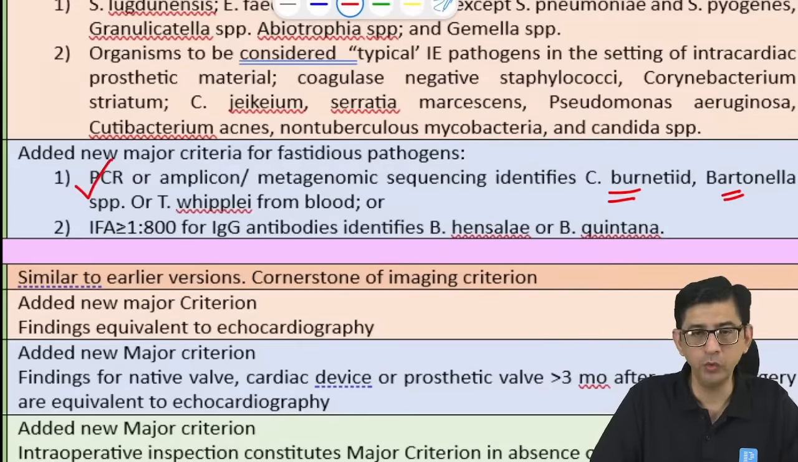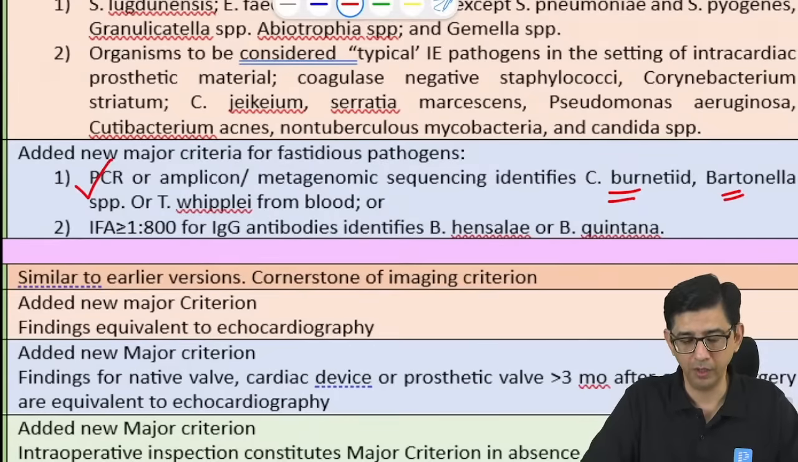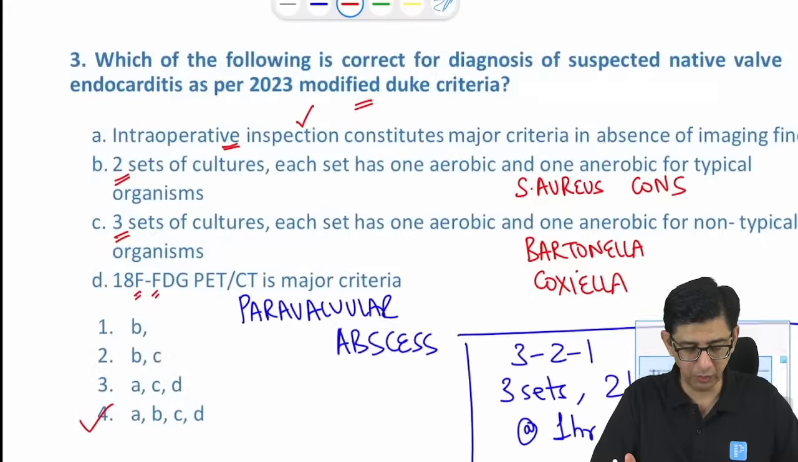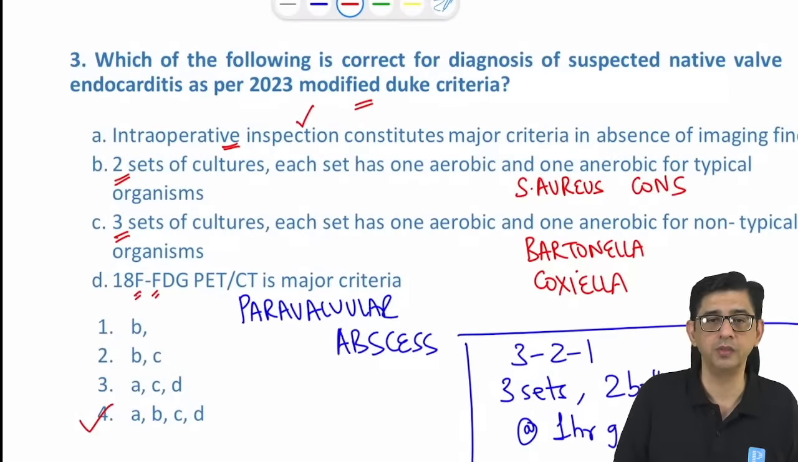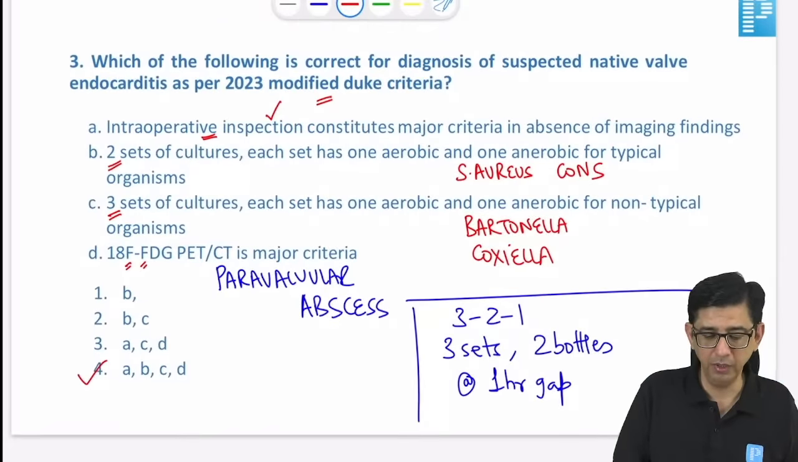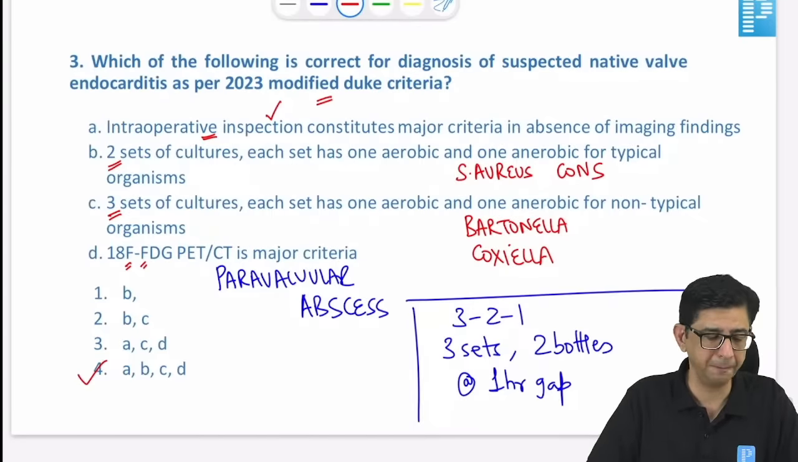So yeah, I can use indirect fluorescent antibody also, especially for Bartonella or for Bartonella henselae. But the point is, in simple words, the concept is that if it is fastidious organisms, then PCR will be used. So this is an update, guys, which I would like you to be thorough with. And the correct answer for this question is option number D, as I mentioned. And in case of the modified Duke criteria, yeah, positive blood culture for Coxiella is still valid. That is perfectly fine.